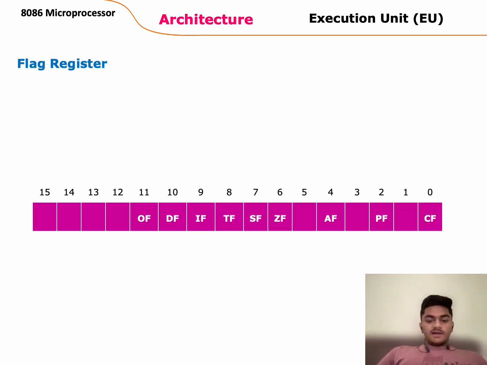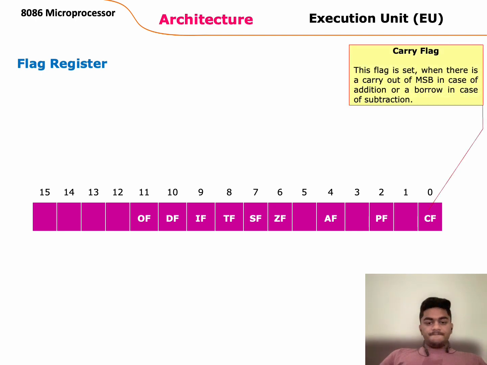What is the flag register? In the architecture, below the ALU unit we have one register, which is the flag register. So what does that mean? Here is the 16-bit representation of the flag register. Here we have 1, 2, 3, 4, 5, 6, 7, 8, and 9 flags located in the flag register. First is the carry flag. So what is the carry flag? The carry flag is set in case of a carry, or a borrow in the case of subtraction.